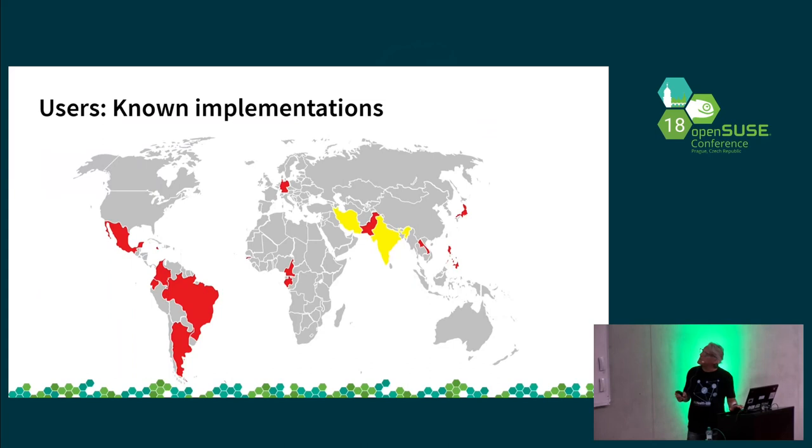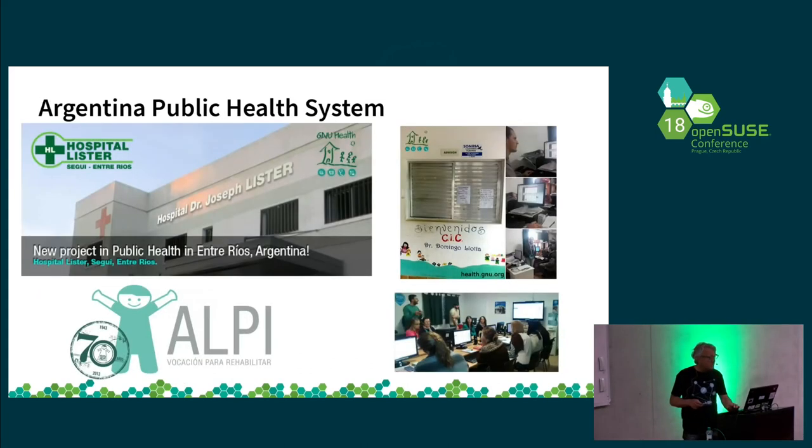So, as I said, we have a strong presence in South America. This is based due to the history of this project. Luis was living for a couple of years in Buenos Aires, and there he started the GNU Health project. So one of the first implementations was for the Argentina public health system in the province of Entre Rios. There is a city called Sigui, and there is the Lista Hospital based.